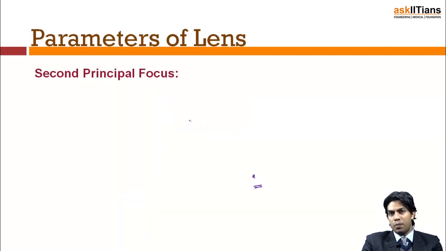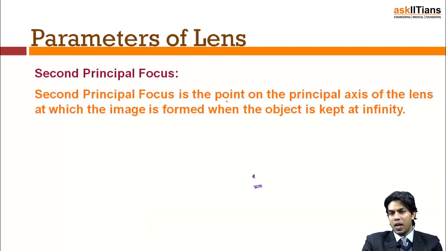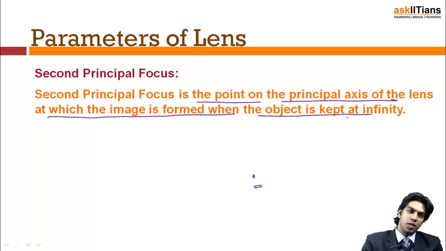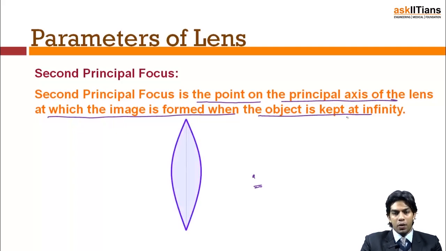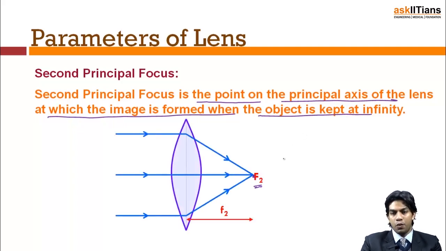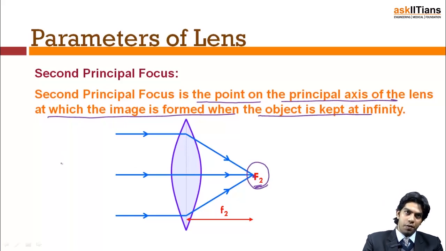Now, the second principal focus. The second principal focus is the point on the principal axis of the lens at which the image is formed when the object is kept at infinity. So the second principal focus is where the image is formed when the object is at infinity. F2 is that particular point, that point of interest. My object is at infinity, the image is formed at that point. So that is my second principal focus.